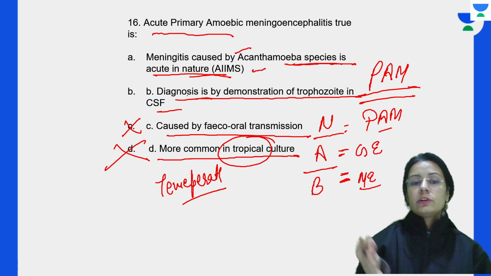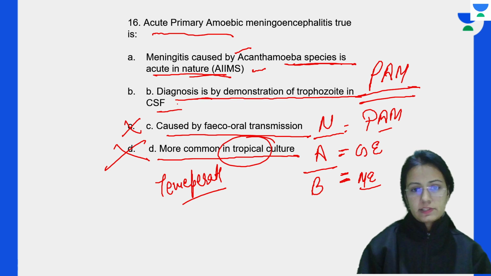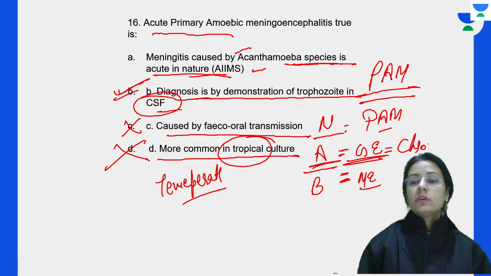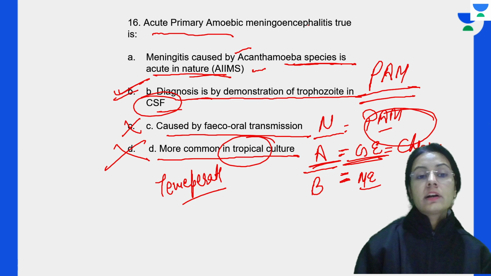Then it is the trophozoite form that is transmitted through the cribriform plate to the brain, causing the CNS manifestation. Demonstration in the CSF is true. We do the wet mount to check for the trophozoite form. Meningitis caused by Acanthamoeba is granulomatous type, which is chronic in nature, while primary amoebic meningoencephalitis is suppurative and acute.